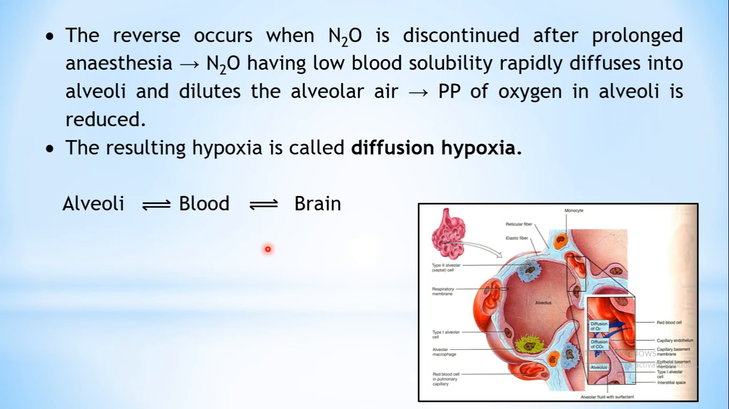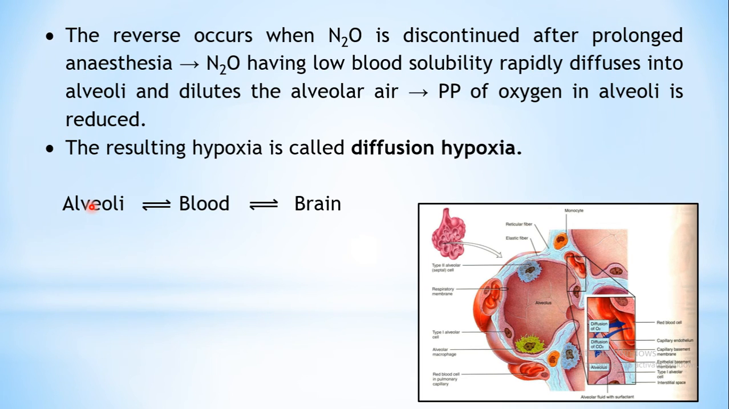Okay, now there is one more phenomenon known as diffusion hypoxia. This diffusion hypoxia is also shown by nitrous oxide. Supposing you stop the administration of nitrous oxide, what will happen? When you discontinue the administration, if you stop the entry into the alveoli, what will happen? The concentration gradient will drop. This is what we have seen under the kinetics. The concentration of nitrous oxide in the alveoli will fall once you stop the treatment.